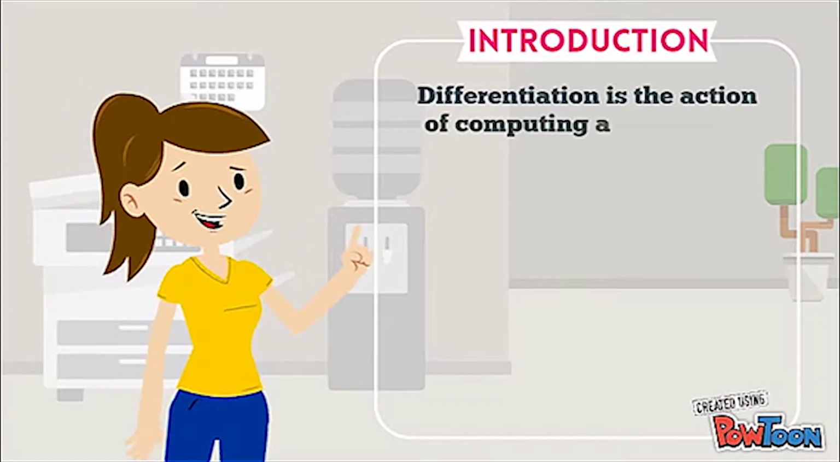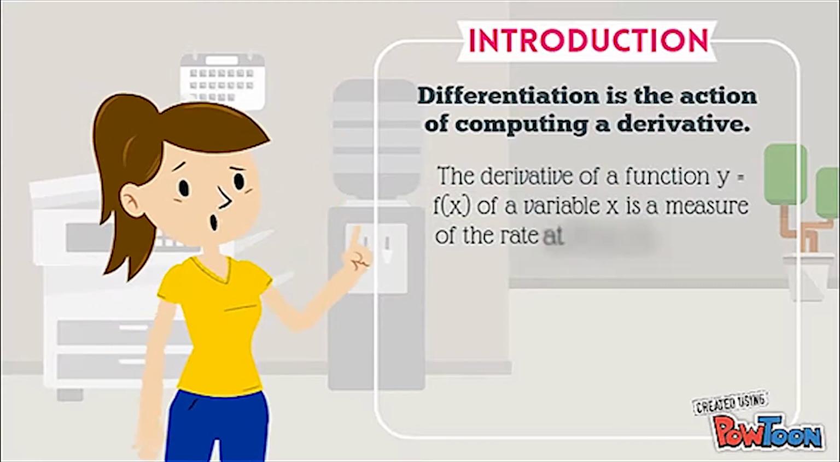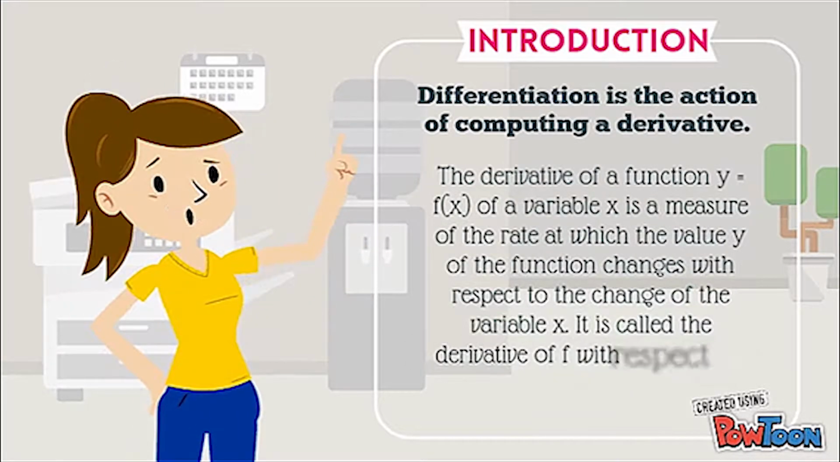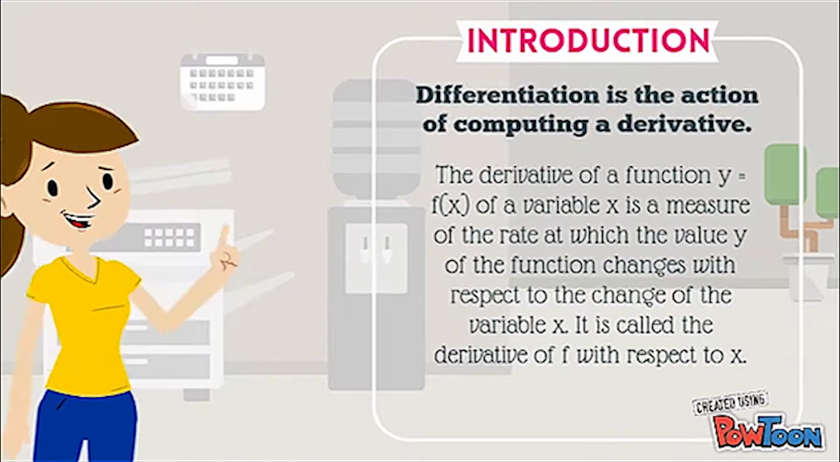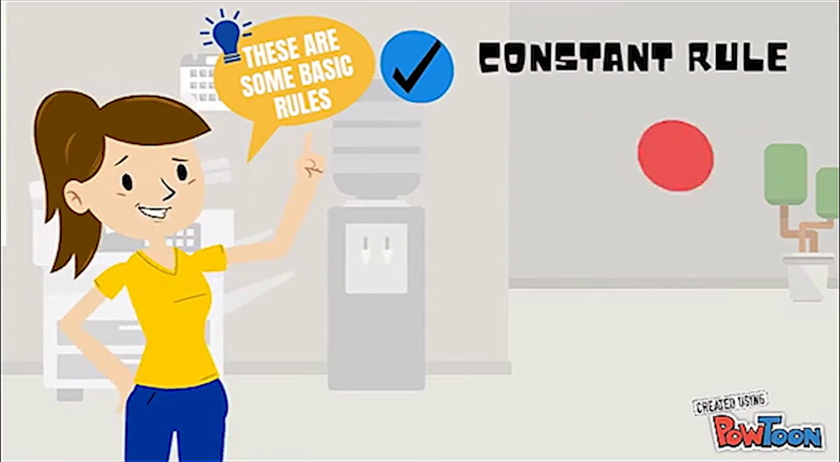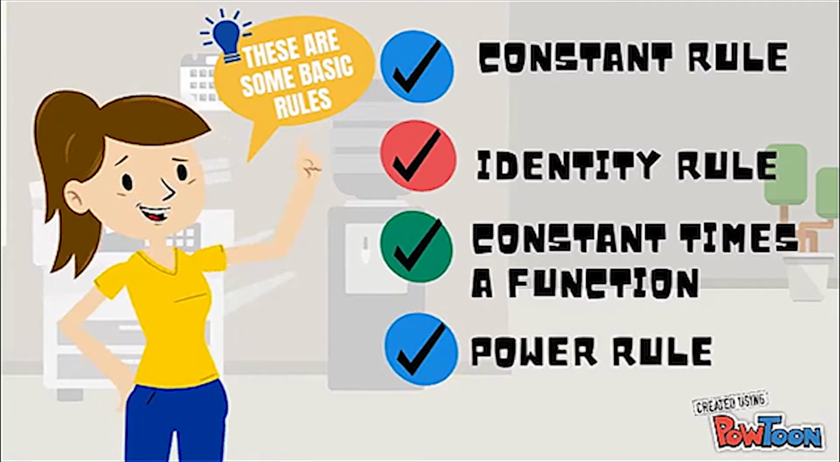Differentiation is the action of computing a derivative. The derivative of a function y equals f of x of a variable x is a measure of the rate at which the value y of the function changes with respect to the change of the variable x. It is called the derivative of f with respect to x. These are some basic rules: constant rule, identity rule, constant times a function, and power rule.